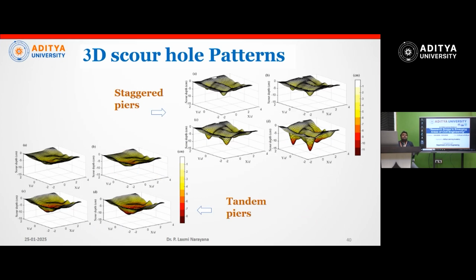These are the three-dimensional scour hole patterns, showing how the scour hole has been generated. These are the contour maps of the scour hole pattern of both the tandem and the staggered cases. We can see clearly that in the staggered case, the upstream pier has the maximum scour depth compared to the tandem case. We can see it with our eyes also. So this is the understanding from the three-dimensional scour hole pattern.